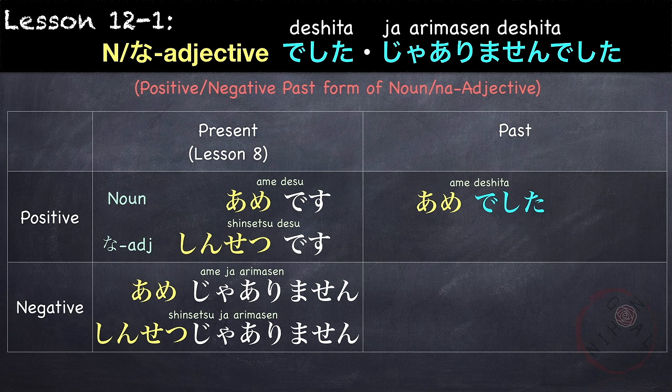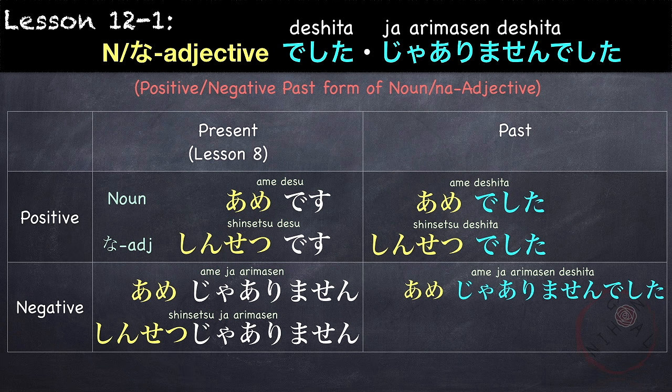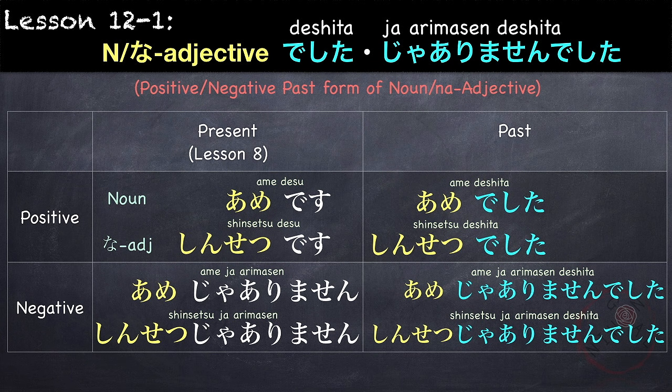For the positive form of a noun or a na-adjective, we change desu to deshita. For example, ame deshita. It was rainy. Or shinsetsu deshita. Was kind. For the negative form of a noun or a na-adjective, we change ja arimasen to ja arimasendeshita. For example, ame ja arimasendeshita. Was not rainy. Or shinsetsu ja arimasendeshita. Was not kind. So, again, just remember that the past form of desu is deshita, and the past form of ja arimasen is ja arimasendeshita.